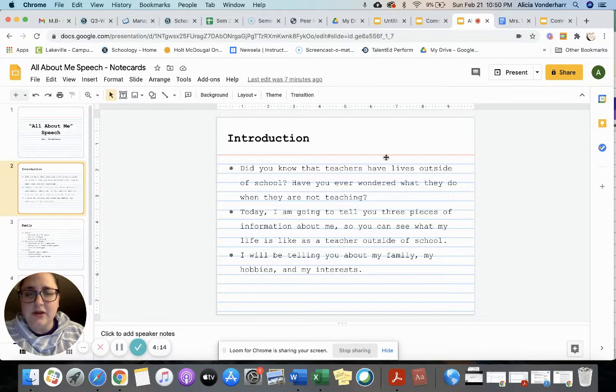And you can see here that I wrote my introduction in here, and I broke it up by the sections. So you remember there's our attention catcher, and then we have our thesis statement, and then lastly, we have our preview where I list the 3 things that I'm going to tell you about. And I just bulleted them to make it easier for my eyes. You do whatever is easiest for you.